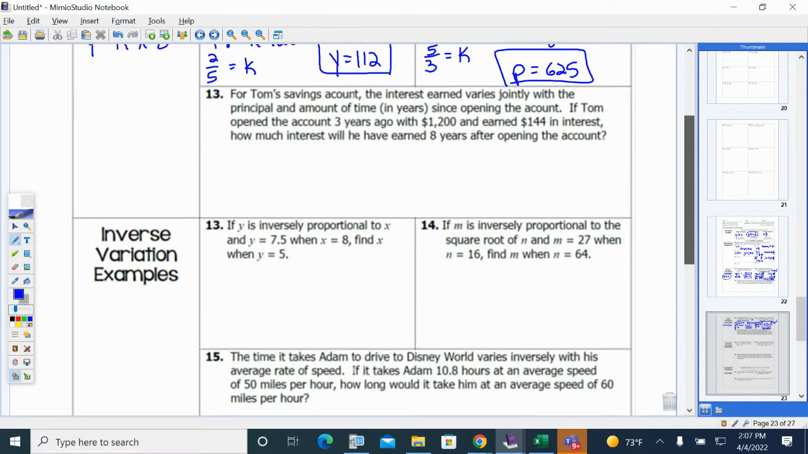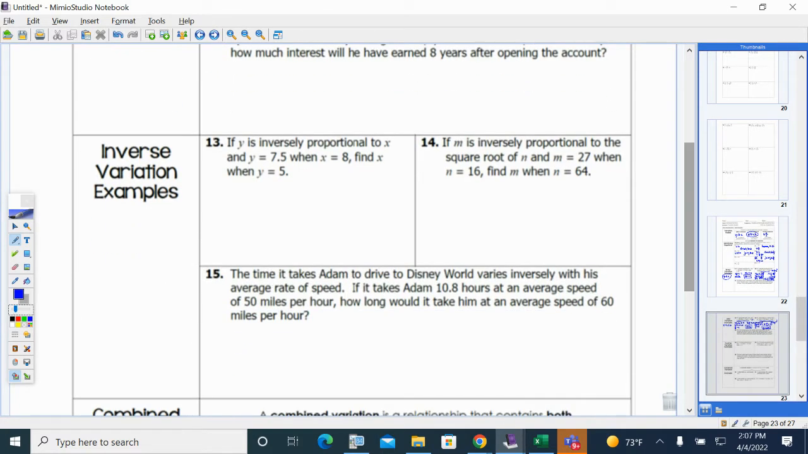All right, let's jump down to the inverse variation. Number 13, if Y is inversely proportional to X and Y equals 7.5 when X equals 8, find X when Y equals 5. So again, this is your inverse. Y varies inversely to X. So that's your Y equals K over X. And that's what we're going to use here.